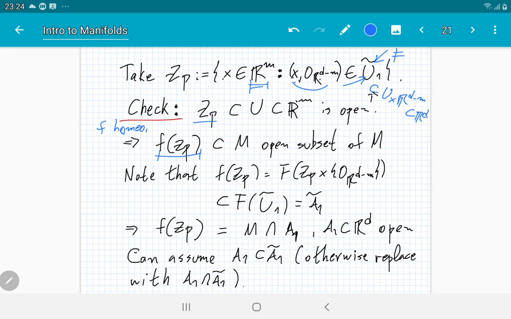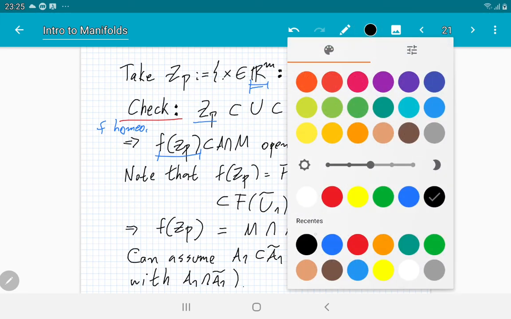Well, technically speaking, it's a homeomorphism between U and A intersection M. So this is an open subset of M intersection A, but because A is open, that's the same thing. So if you like, right? So let's jump to this line here.